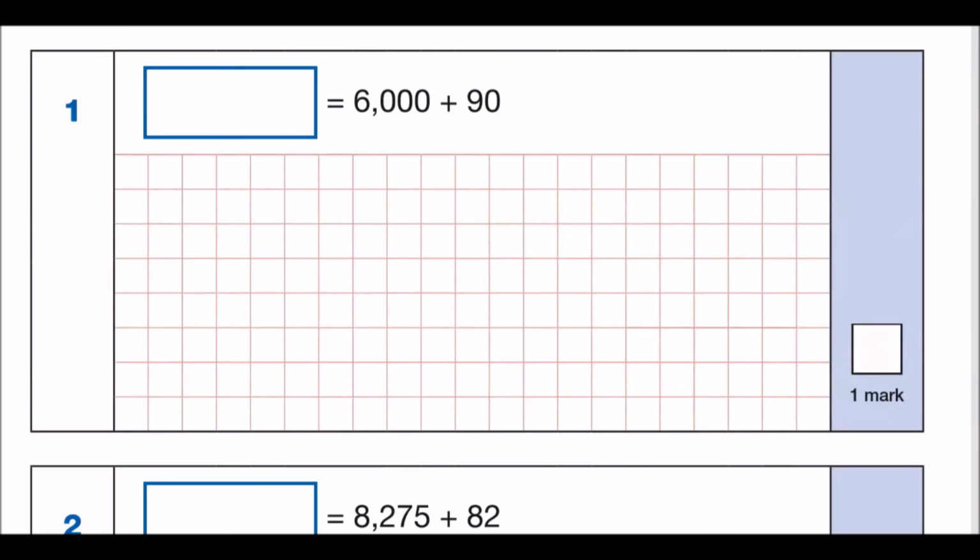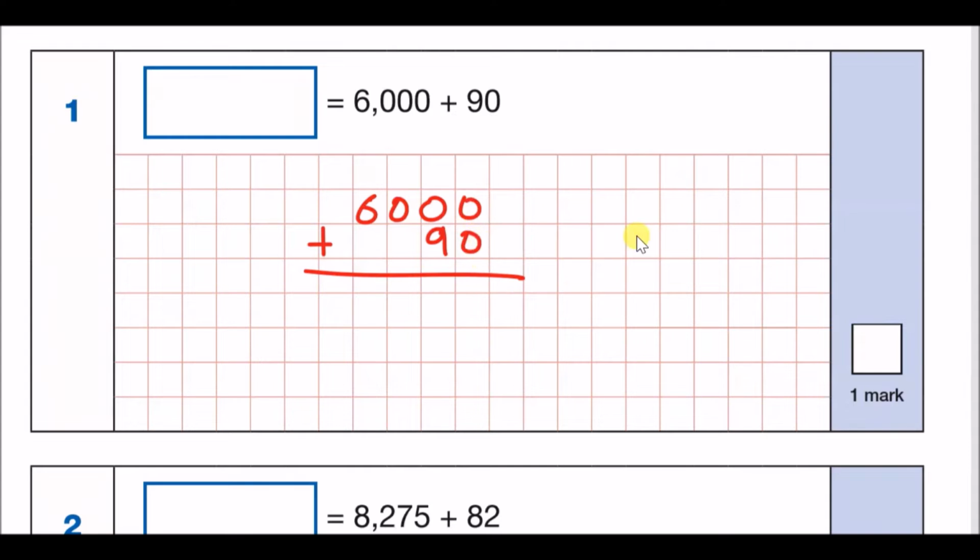Okay, number one. So, something equals 6,000 plus 90. So, when you're adding, we always lay it out like this. Put down the numbers in order, starting from the thousands, hundreds, tens, and units. Put the 90 below it in the correct positions. Put a plus sign and then add downwards.